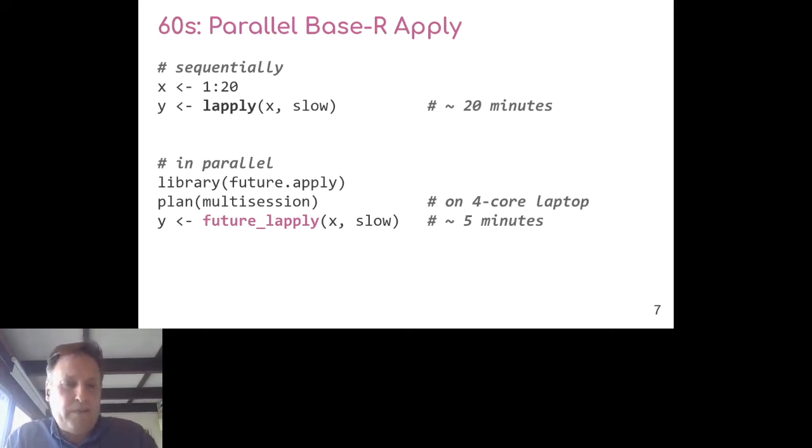So if we're using the future framework, we can use the future.apply package, which implements all the base R apply functions. And then we instruct it to run in parallel in the background. All you have to do is take your original lapply and replace it with future_lapply, nothing else. And now this will run in parallel. In this example, I used a 4-core laptop, so it will have 4 background workers. That means it will run 4 times faster, so you finish in 5 minutes.